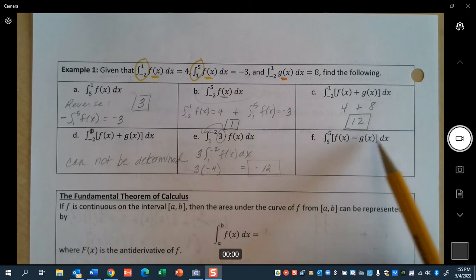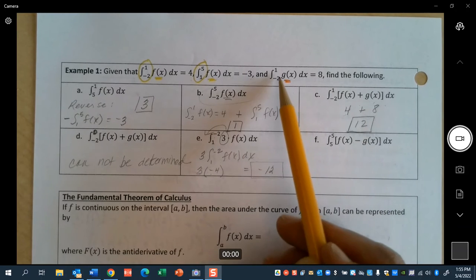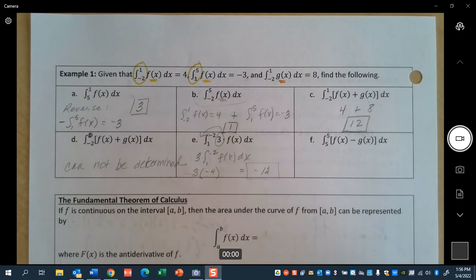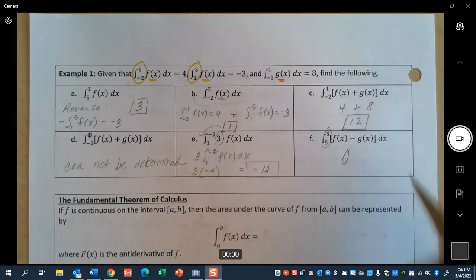So f of x and g of x, I'm getting all upset because I don't have g for any interval other than this one. So I'm about to write cannot be determined, but that's not the answer. What is the answer? How come? Because they didn't give me any kind of interval, so there is no area under the curve on that interval.